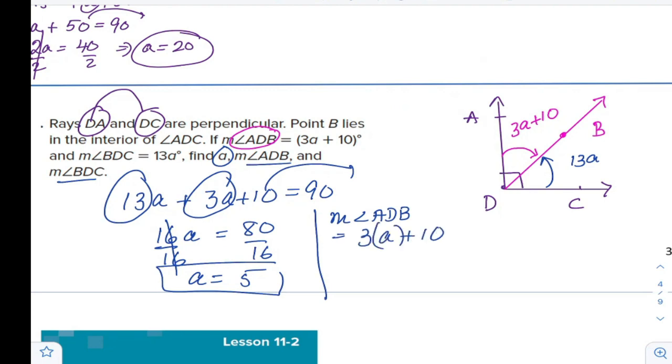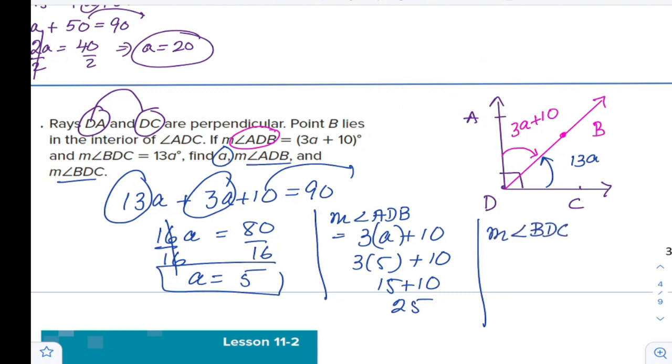Now to find the measure of angle ADB, just replace, اللي هي 3A plus 10. So I will replace this A by the 5. 15 plus 10, يعني 25. The other one is complement, so directly you can subtract it from 90. So measure of angle BDC, أو replace عادي, you can replace 13 by 5 if you want. 13 times 5 is 65. وطبعا متوقع على إنه 90 minus 25 is 65. You can expect that. عليك أن تتوقع ذلك.